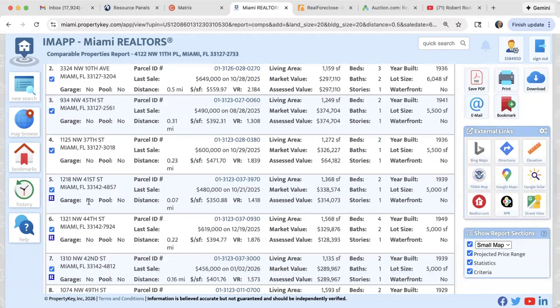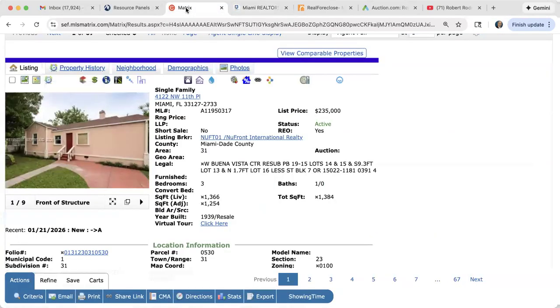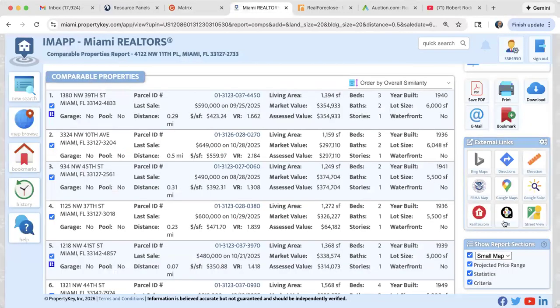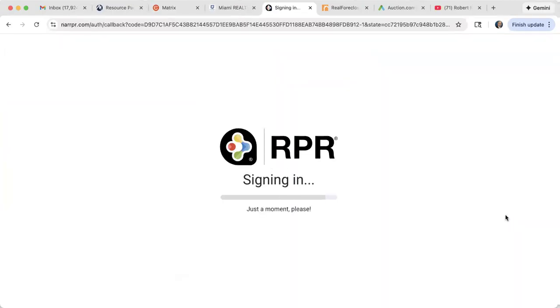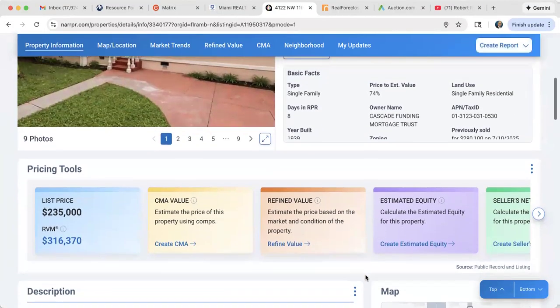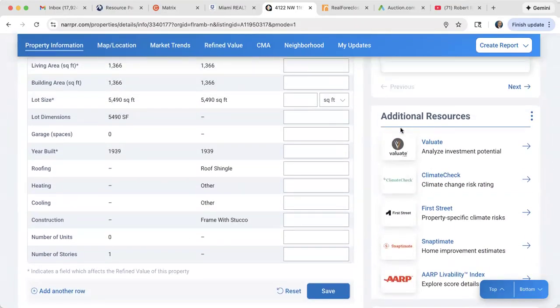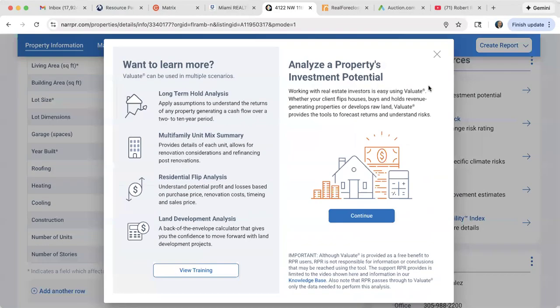All right. So now we're going to click on RPR. You can click on RPR from inside the listing by clicking on this here, or from inside of IMAP, you can also find RPR right over here. So we're going to click on RPR and we're going to now show you how to analyze potential returns on this property. All right. So you want to come down here and you want to select Valuate. It's under the additional resources. We're going to select Valuate and it's going to open up this screen. We're going to click on Continue.